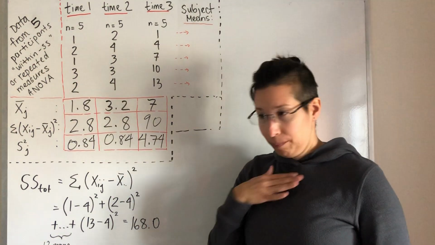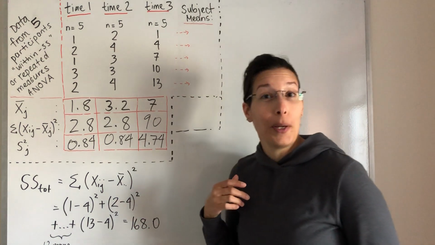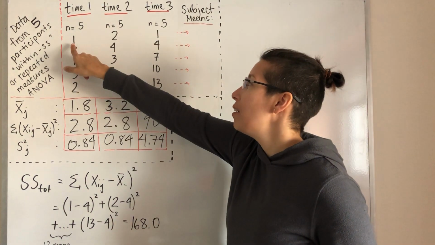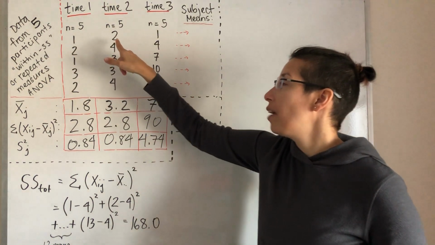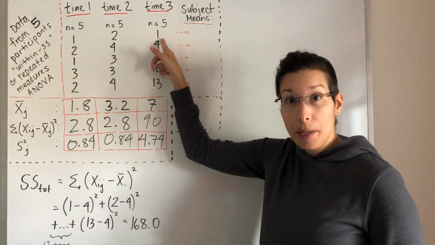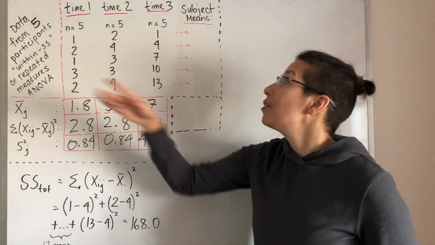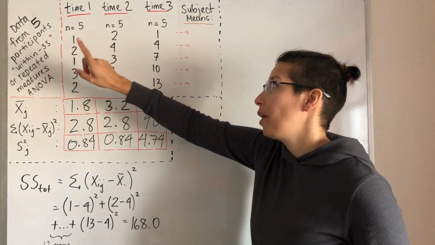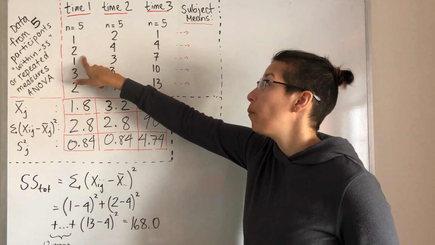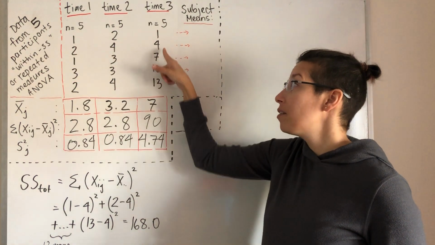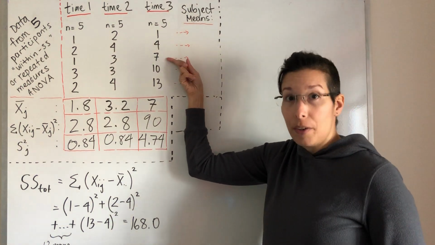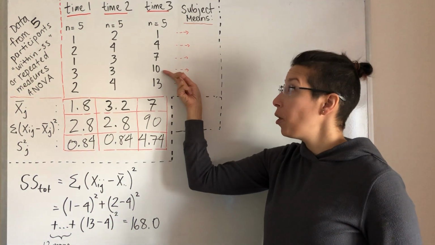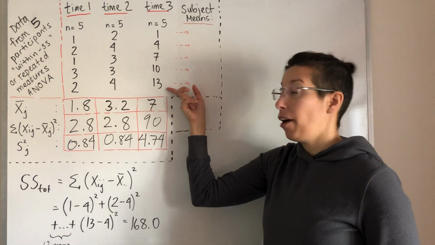For example, participant 1 gave us a score at time 1, at time 2, and again at time 3. Participant 2 likewise gave us a score at time 1, time 2, and time 3. Same for participant 3. Their scores are in row 3, participant 4 in row 4, and participant 5 in row 5.